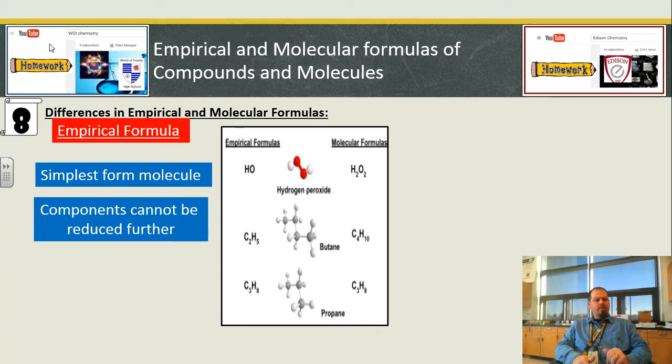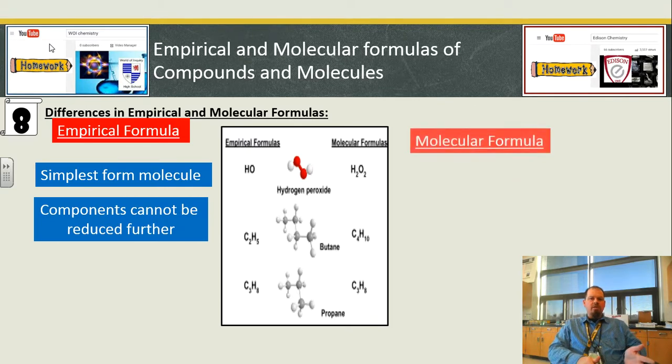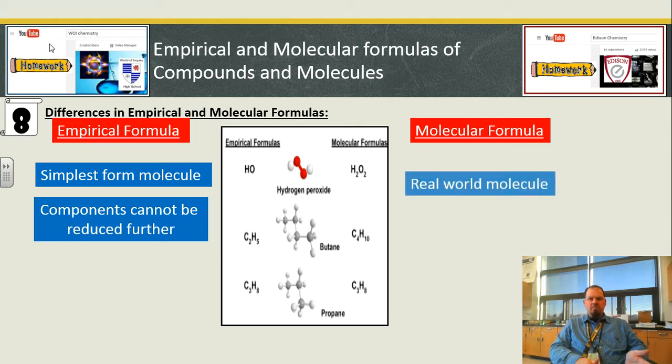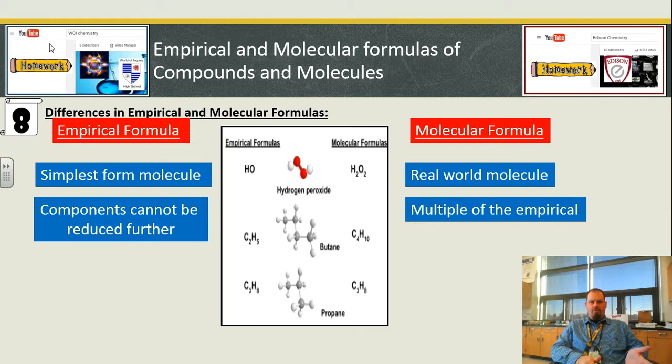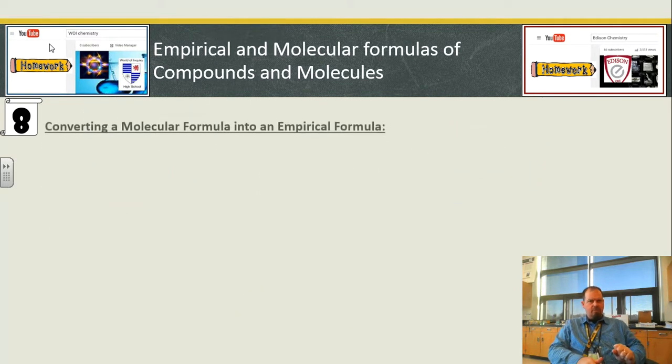The components can't be further reduced because one of the subscripts is basically an odd number. So, like you see OH there under empirical formula. If I multiplied that all by 2, I'd get H2O2. And C2H5, if I multiply that by 2, I get C4H10. So, the molecular formula is this real world molecule, and it's some multiple of the empirical formula. Okay, that's all there really is to it.